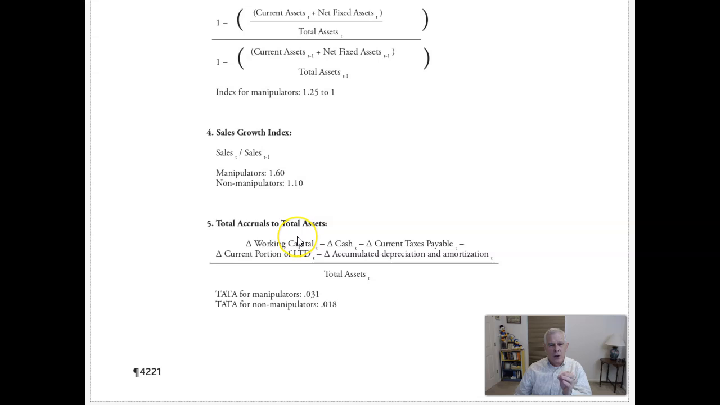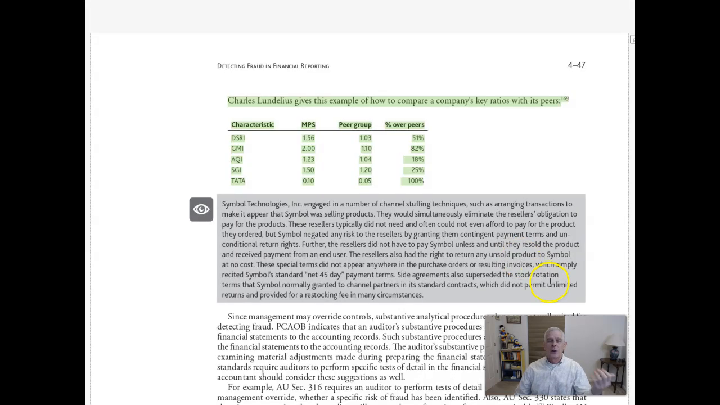And then total accruals to total assets. Accruals can be adjusted, to put it nicely, to help commit fraud if that was the intention. And so this is a way to compare accruals to total assets. So look at that denominator, quite involved. For manipulators, 0.031, non-manipulators, 0.018.